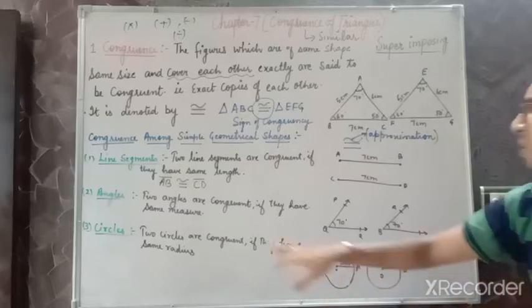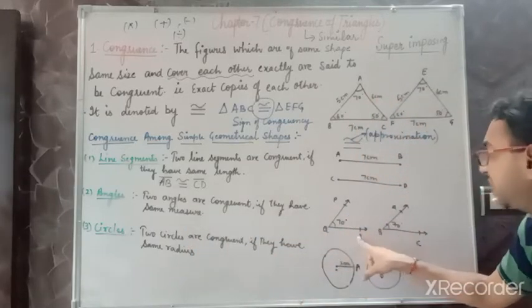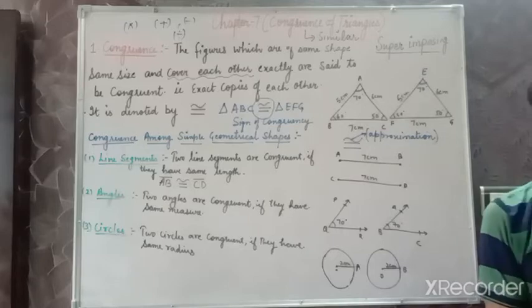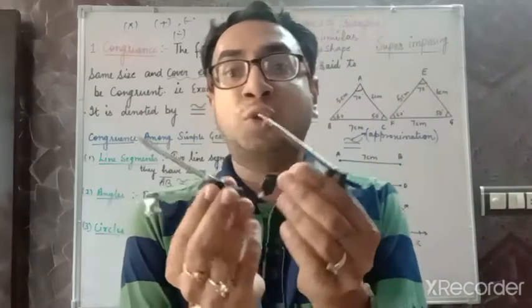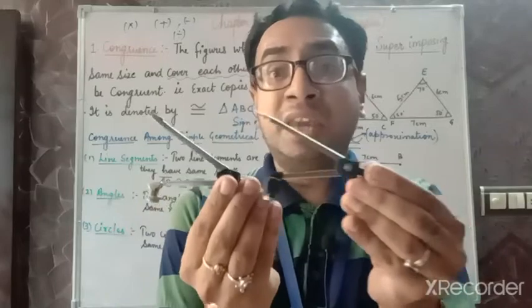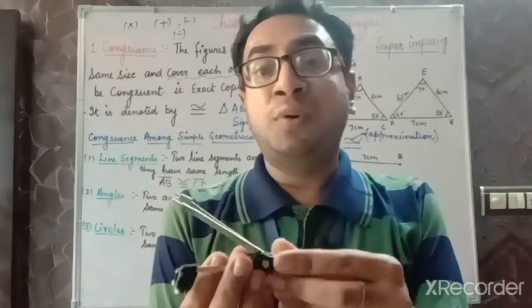Two angles are congruent if they have the same measure. For example, angle PQR is 70 degrees, angle ABC is 70 degrees. Both are angles and both have the same measurement. I'll show you with the help of a compass. Just have a look. For example, these two are angles. If I put this compass over this compass, both are superimposing each other.